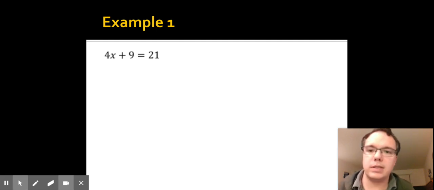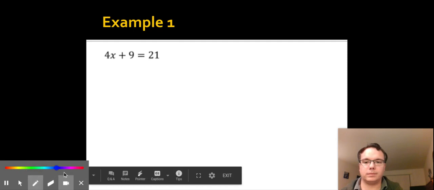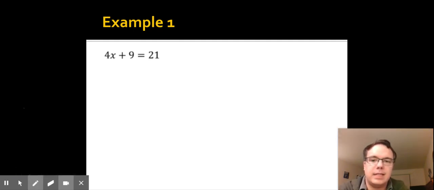So our first example, we're going to start simple, and we're going to work our way up to more complicated. So we're going to start with 4x plus 9 equals 21. So following our steps, if we look at the left side, we have 4x plus 9. 4x and 9 are not like terms because 4x has a variable x and 9 does not. And then there are no parentheses, so we can't distribute. On the right side, we just have one term, which is 21. It's as simple as it can get.